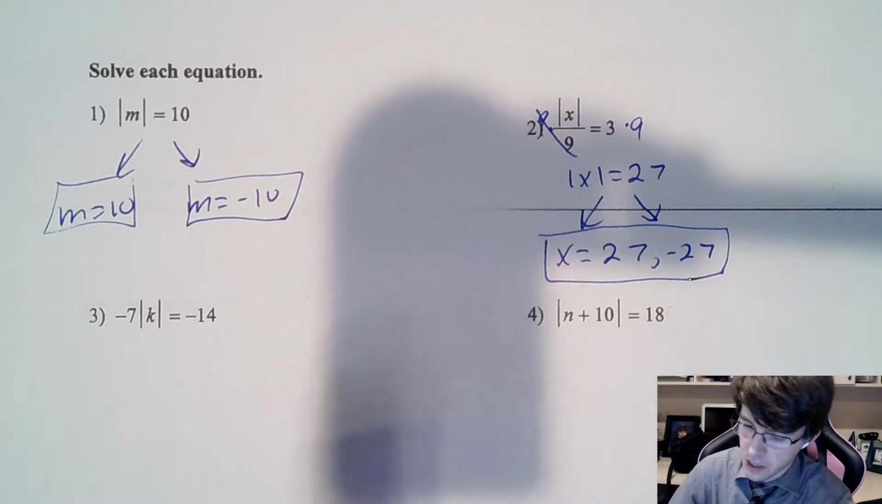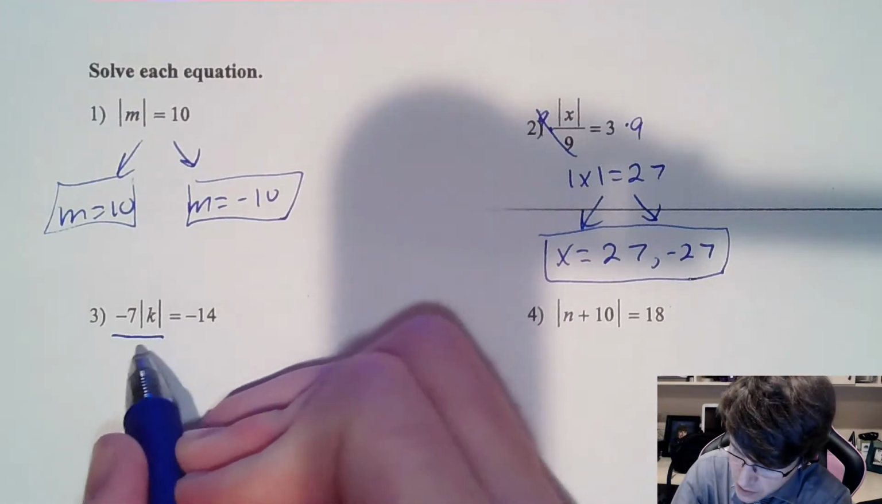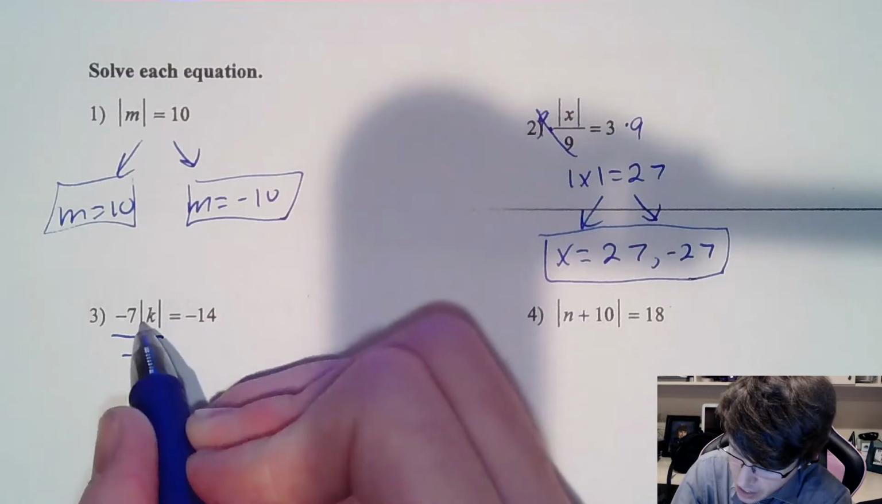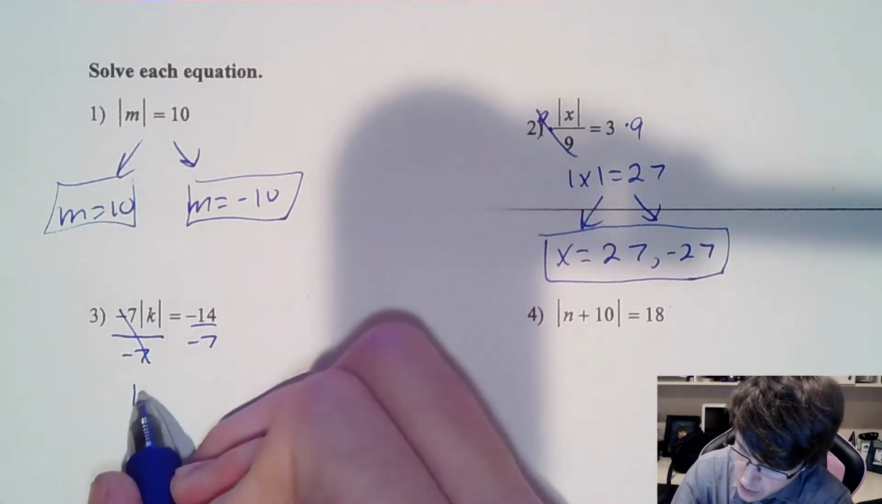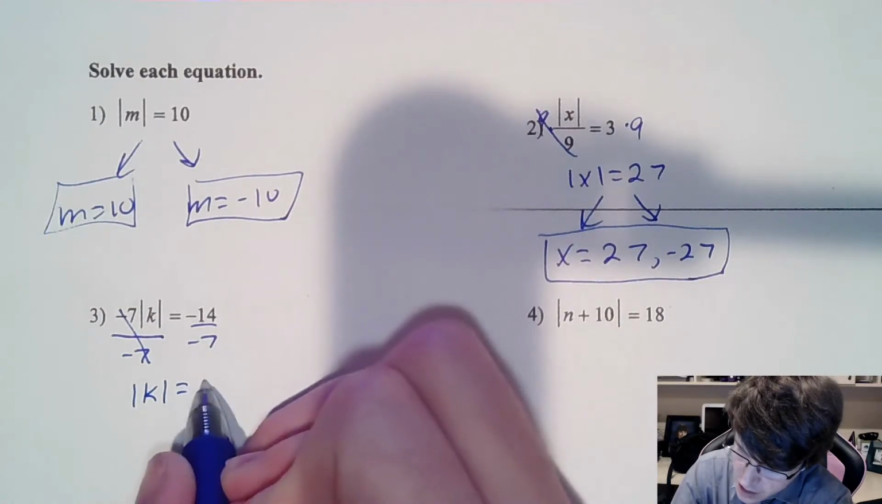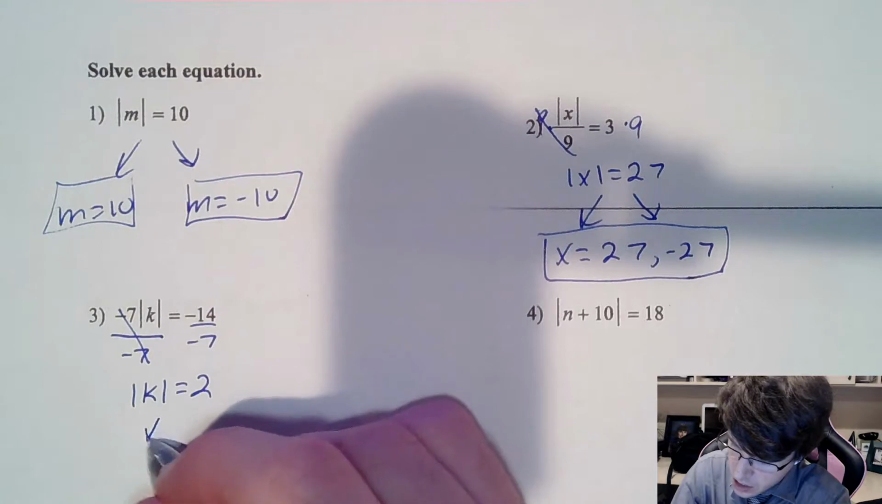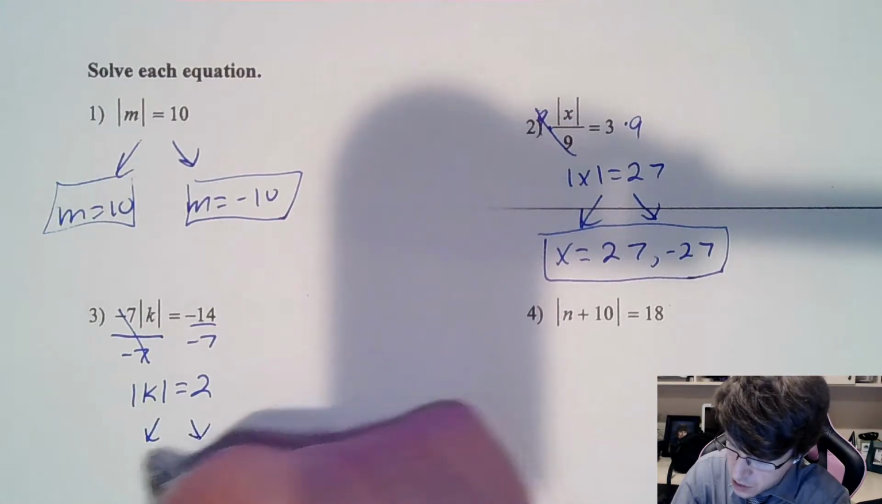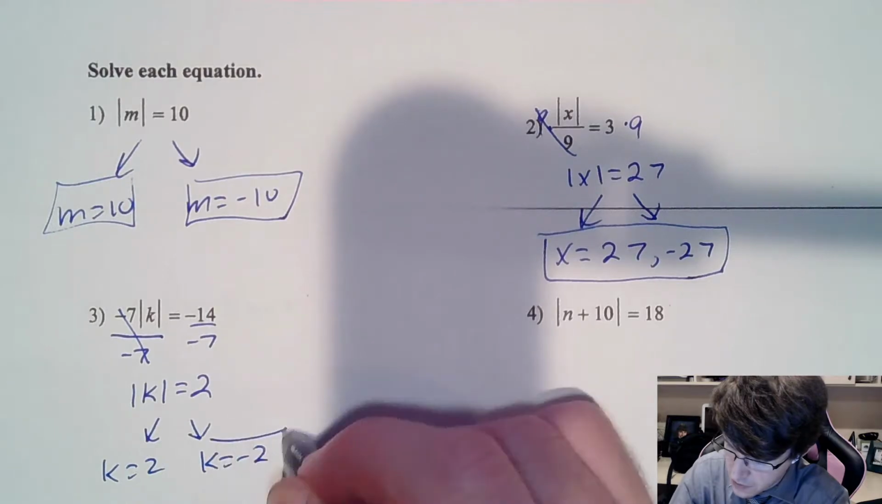Let's continue going on to number 3. So on number 3, similar to number 2, where we had to multiply both sides by 9, now we need to divide both sides by -7. We're trying to get the absolute value alone on both sides of the equation, and we end up with the absolute value of k is equal to 2. It's a positive 2. And again, just like the previous two questions, we'll split it into two problems. K is equal to 2, and k is equal to -2.